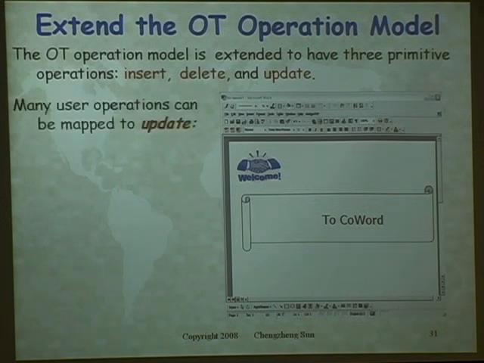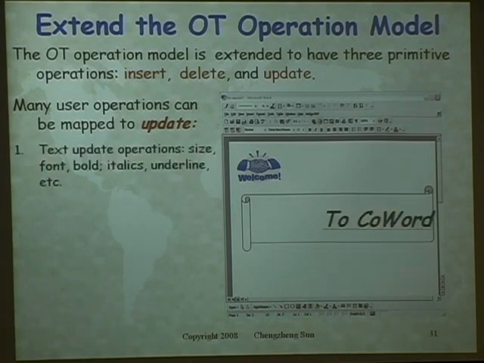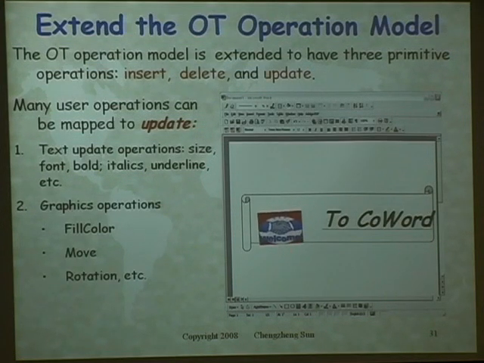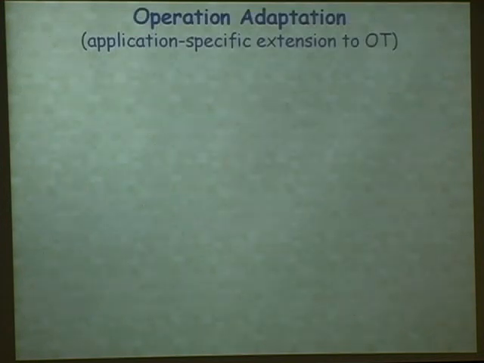In this way, many user-level operations can be mapped to update, including text update operations and also graphics operations like filling, moving, and rotation. They are all update operations and can be captured by this single primitive. With this core extension, this is still not enough. Users generate operations at a much higher level. Then we need application-specific extension to OT.